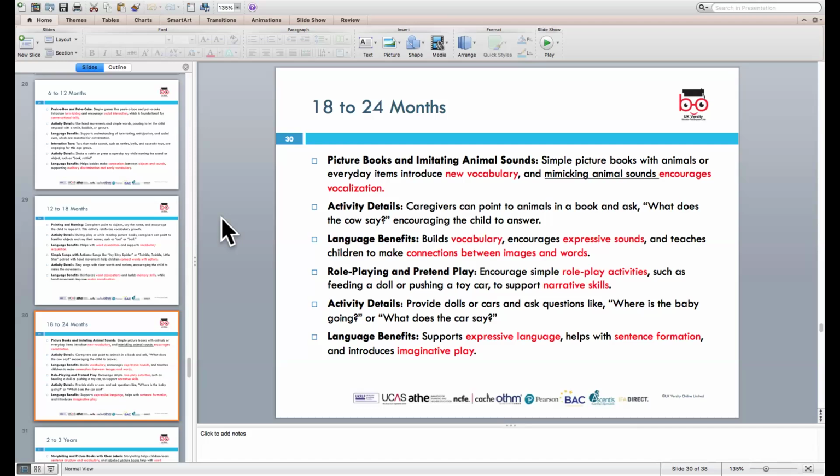The next activity could be role playing and pretend play. Encouraging simple role play activities such as feeding a doll or pushing a toy car supports narrative skills. As activity details, you provide dolls or cars and ask questions like, "Where is the baby going?" or "What does the car say?" So this supports expressive language. They are expressing themselves. This would help them practice how to express themselves better, and it also helps them form sentences, and it introduces imaginative play. So when you indulge in imaginative play, it improves your creativity. So that's why imaginative play is very important.